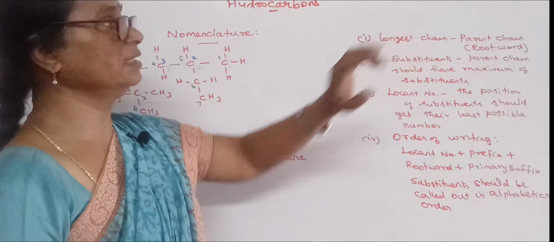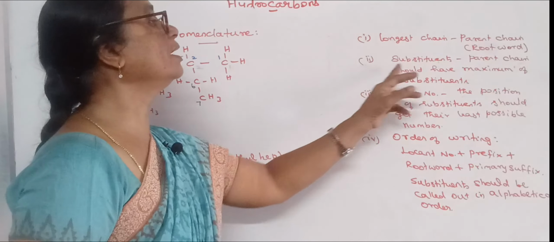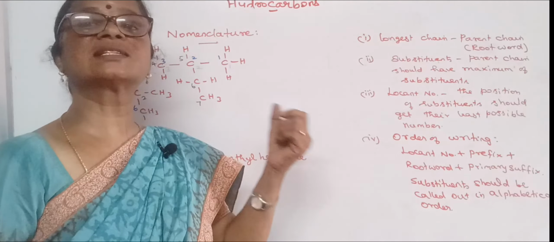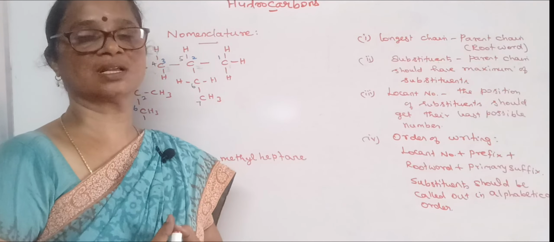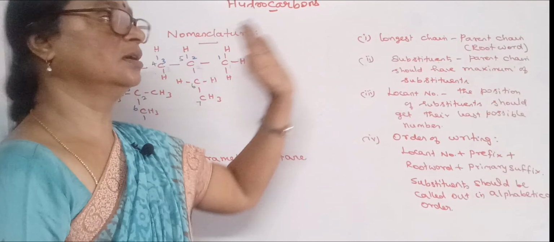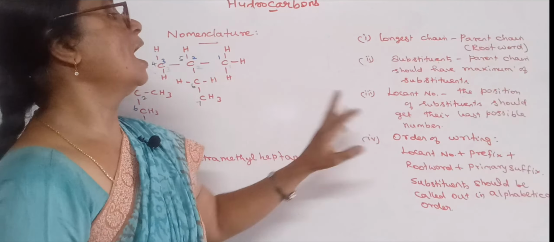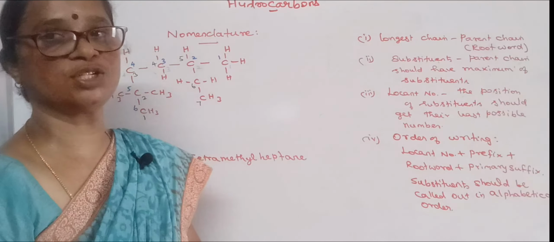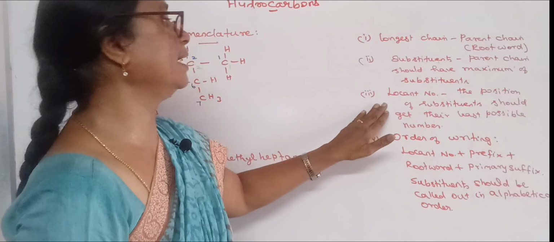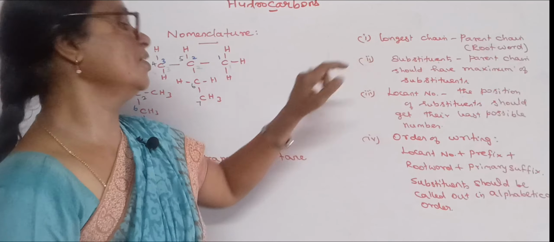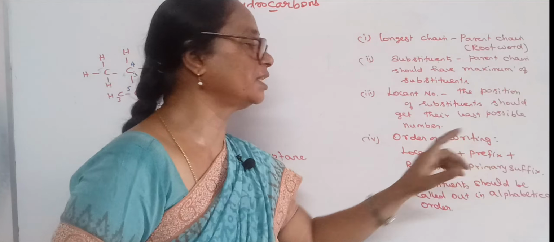After identifying the longest chain, you have to get the substituent. The chain should have the maximum number of substituents. In such a way only you have to give numbering for the parent chain, and the locant number should be the least possible for the substituent. After getting that longest chain and the position of substituents, we have to write the name of the compound.